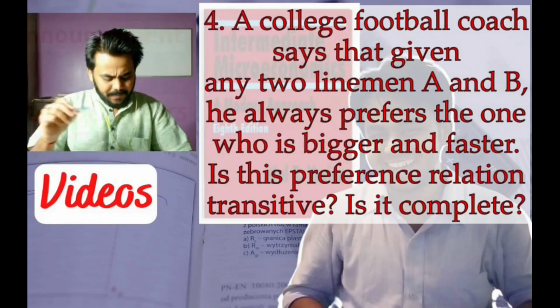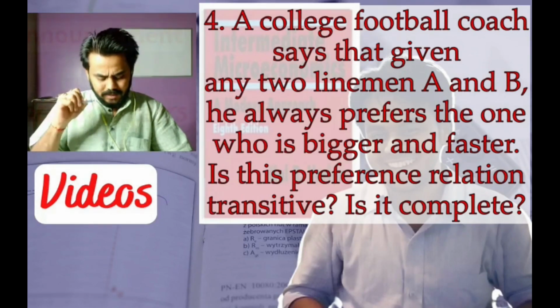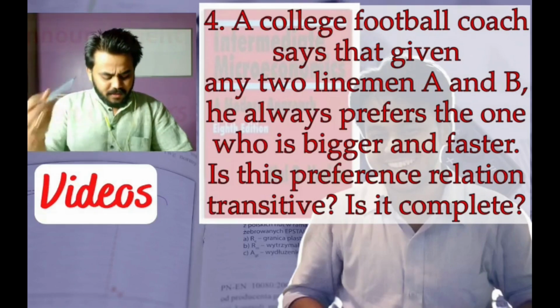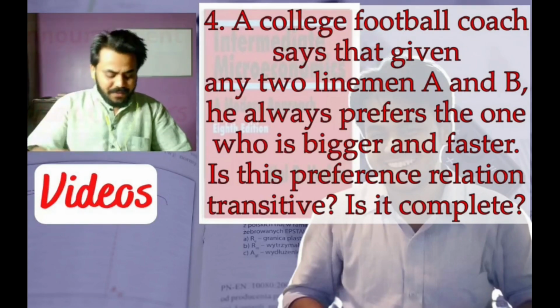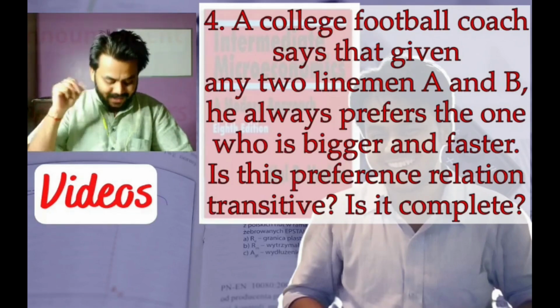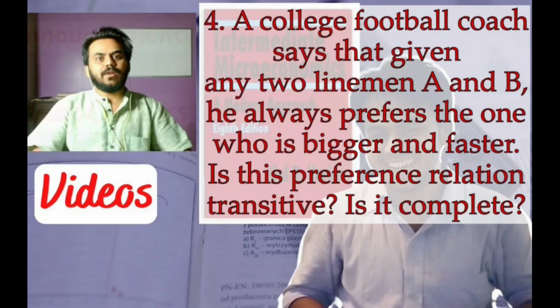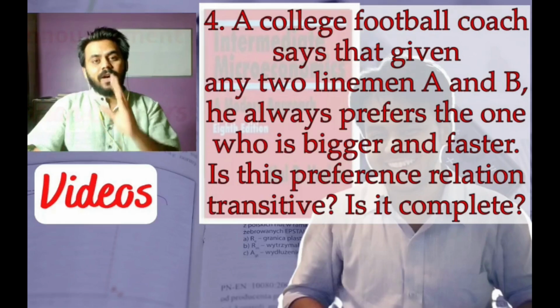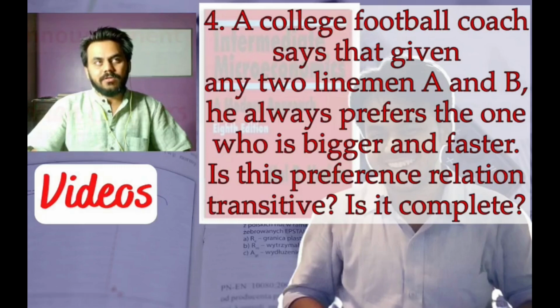The next question says that a college football coach says that given two linemen A and B, he always prefers the one who is bigger and faster. Is this preference relation complete? Now there are two things which he is considering, bigger and faster. But if I combine bigger and faster, you might have a situation that I could find two people such that one is bigger and the other is faster. So how will you compare then? Obviously it cannot be complete, because you cannot rank all people, as I gave you the example right now.